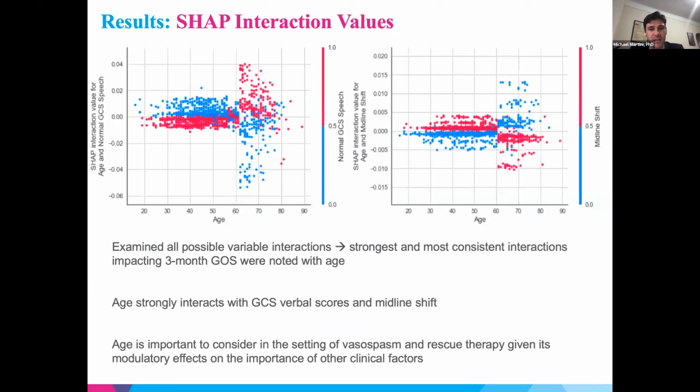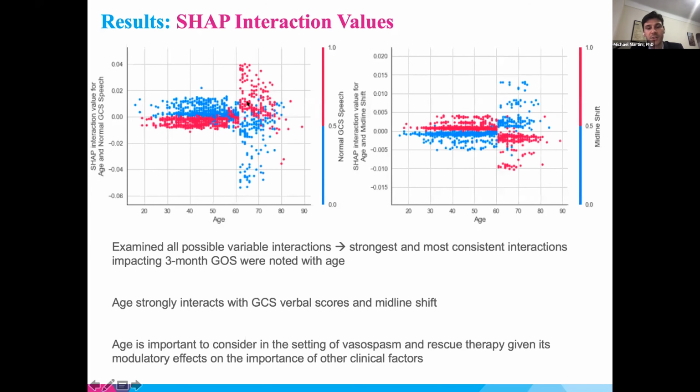To better understand our data, we also made sure to explore all of the possible variable interactions, as I mentioned earlier, that could be going on in the study population using SHAP interaction values. In doing so, we found that some of the strongest interactions were with age, which formed interesting relationships with GCS verbal scores, shown on the left, as well as midline shift on the right. In particular, you can see on the left that age and a normal GCS score, shown in red, interacted such that having a normal verbal score at an older age was far more important for predicting good outcome than having a normal GCS score at a younger age. This is shown as the red dots trending up here.